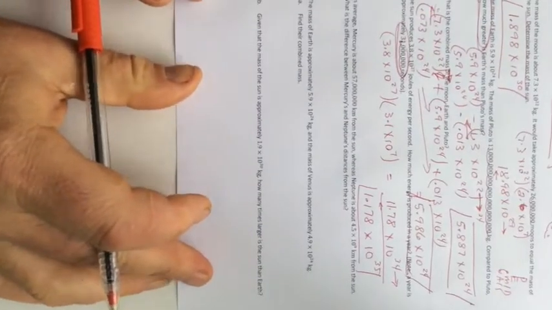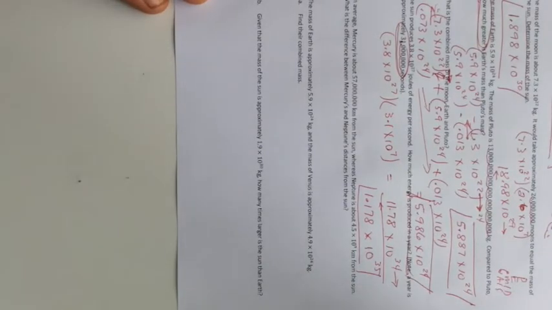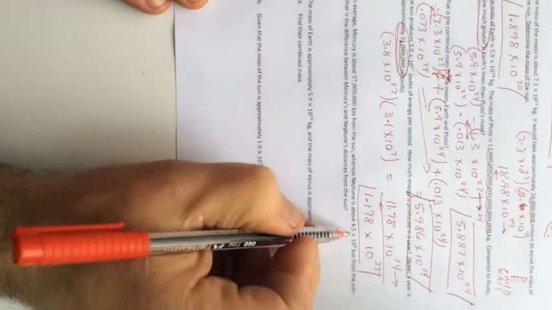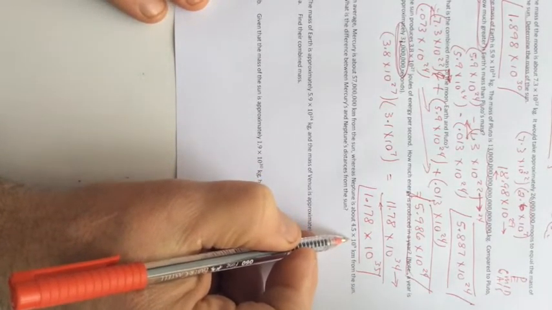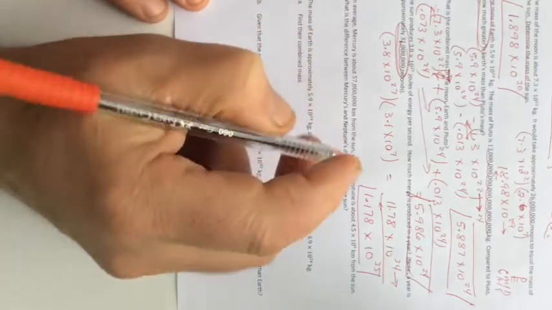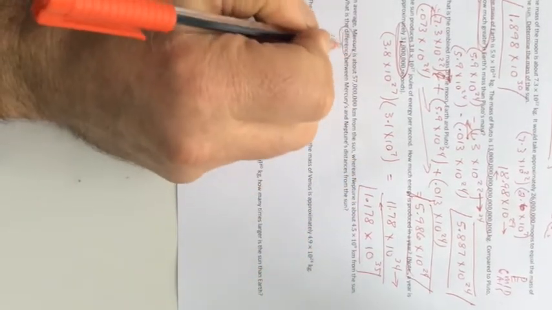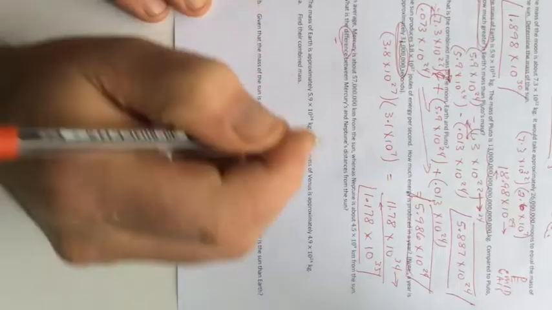On average, number 9, Mercury is about 57 million kilometers from the Sun, whereas Neptune is 4.5 billion kilometers from the Sun. What is the difference between their distances? Difference means subtract. So let's go ahead and subtract them.